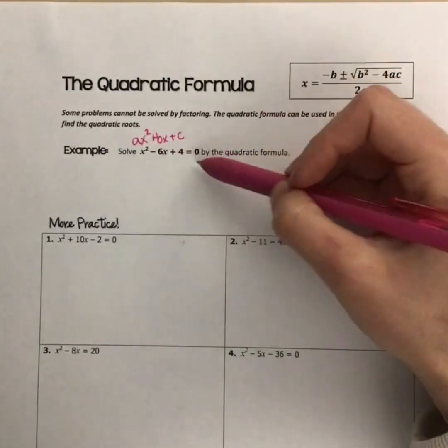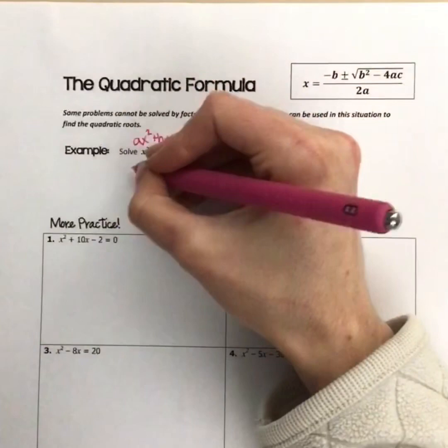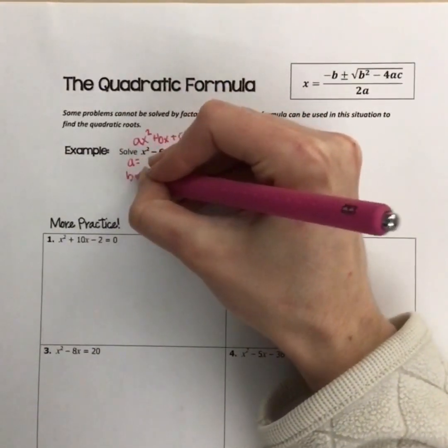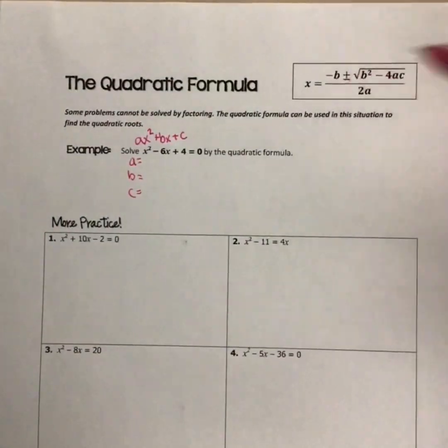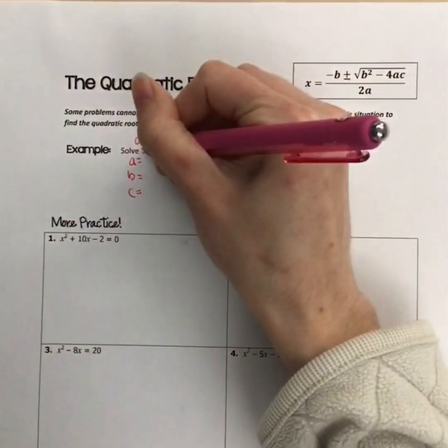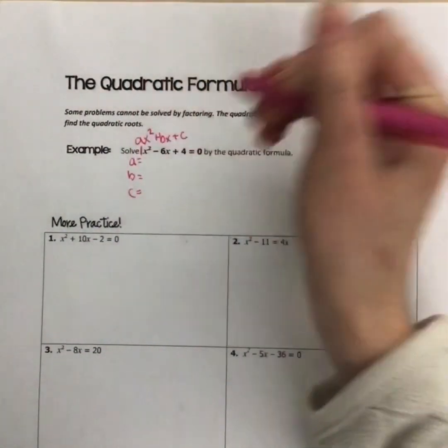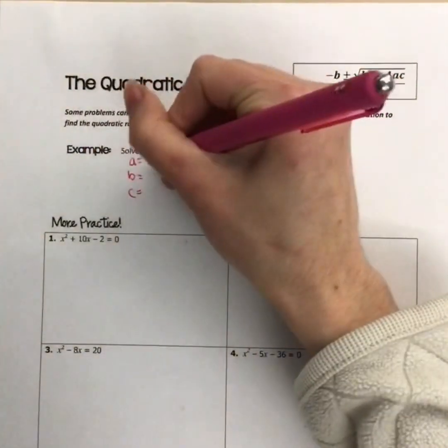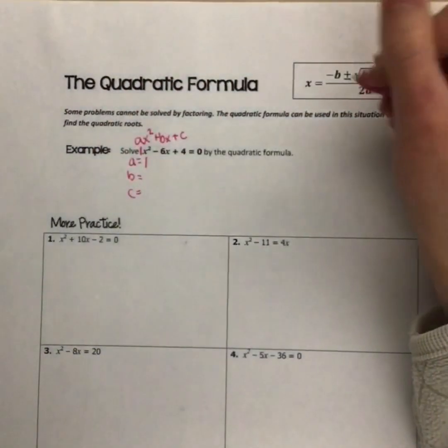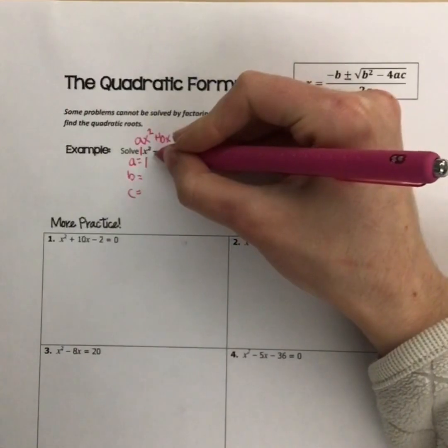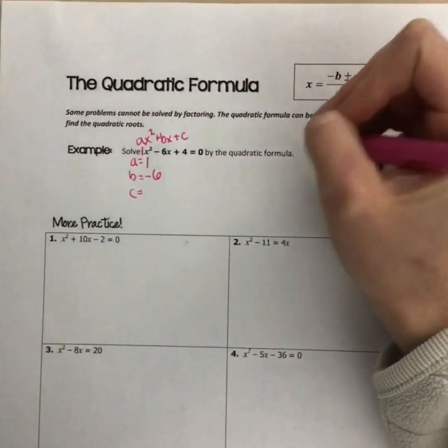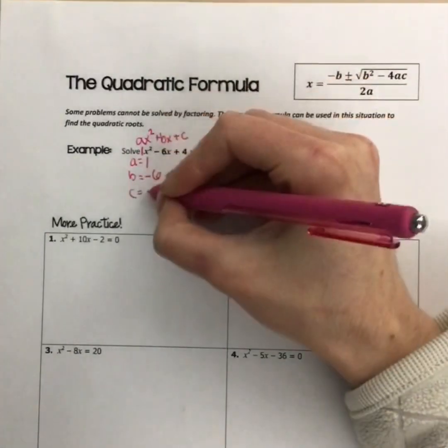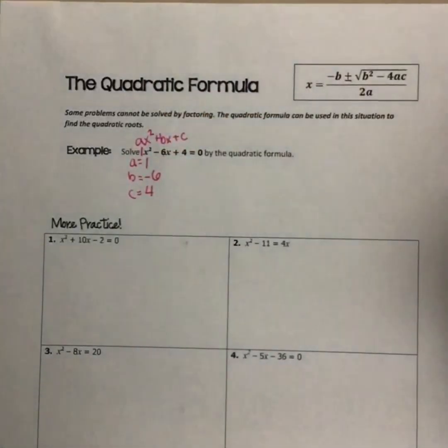First, I need to figure out what term is which. I like to list out my a, b, and c so that I can keep track of them when I plug them into my formula. Well, a, whenever you see a single variable, we know the coefficient in front is 1. b is 6, but it's minus 6, so this b is a negative 6. And c is a positive 4, so c equals 4.